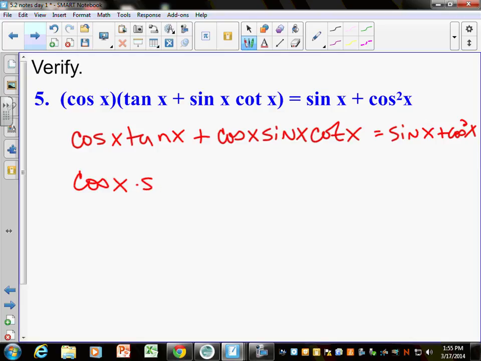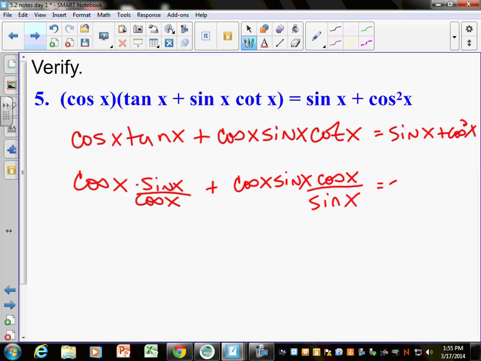Tangent changes to sine of x over cosine of x. Cosine x times sine of x, and cotangent changes to cosine of x over sine of x. And again, this step right here is probably the step that if you know what stuff's going to change to, you might not want to show that step. But I think it's a good step to show. It shows me that you know what's happening.